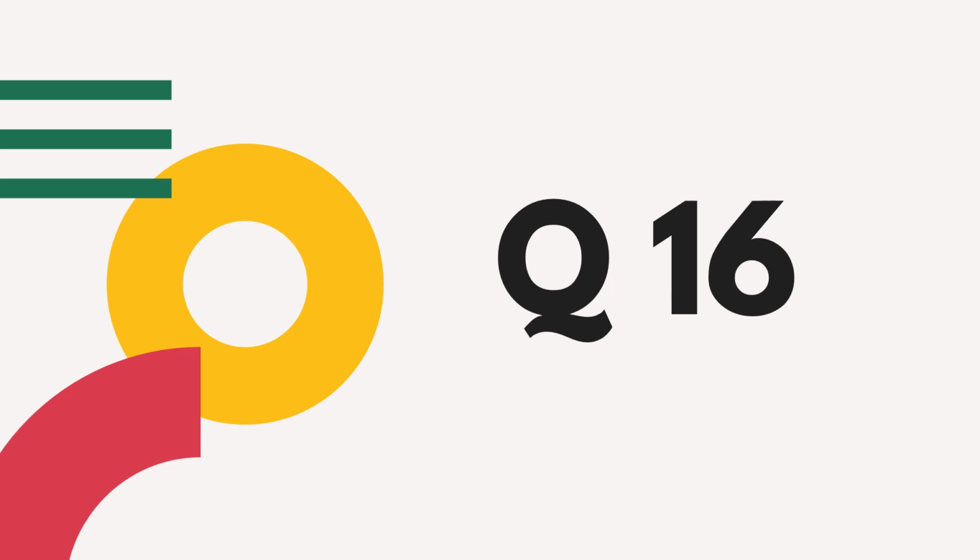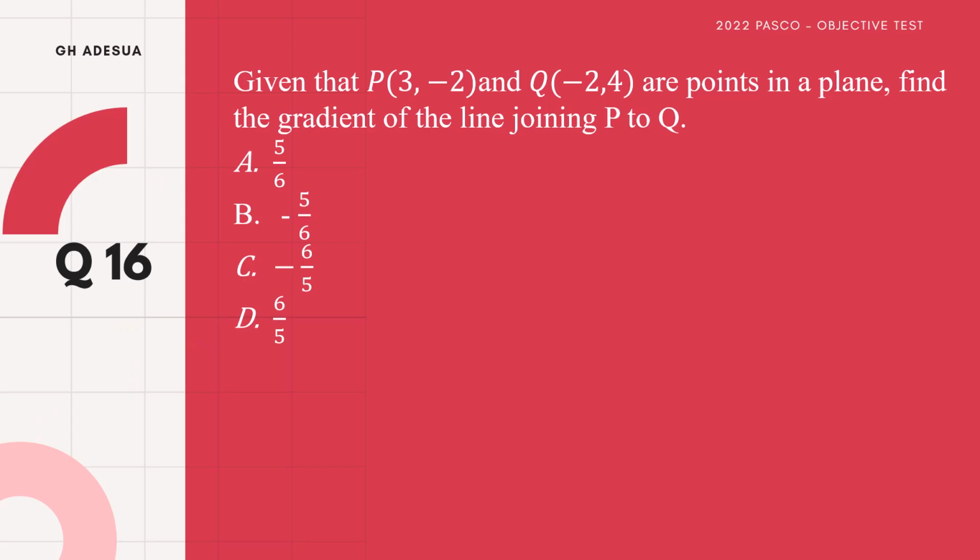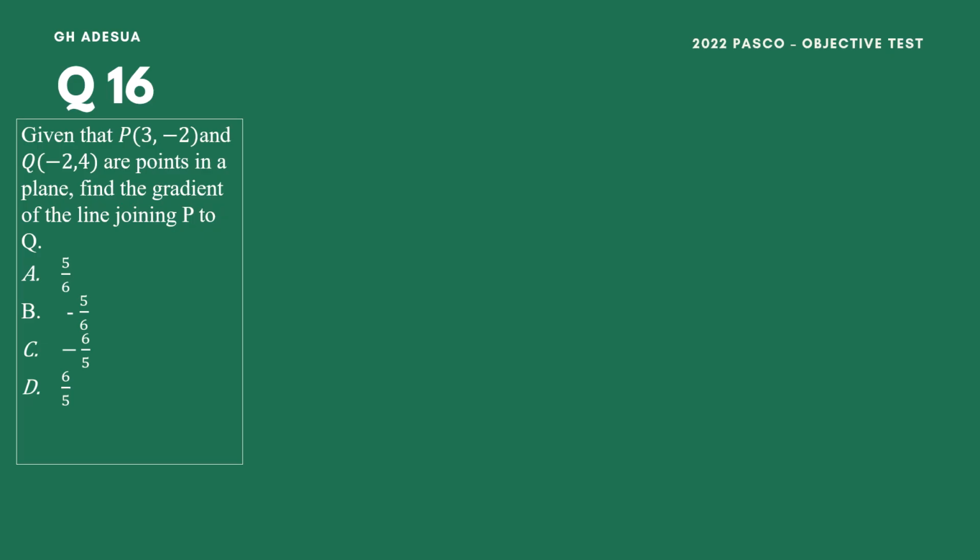Next question. Given the points P and Q, find the gradient of the line joining P to Q.